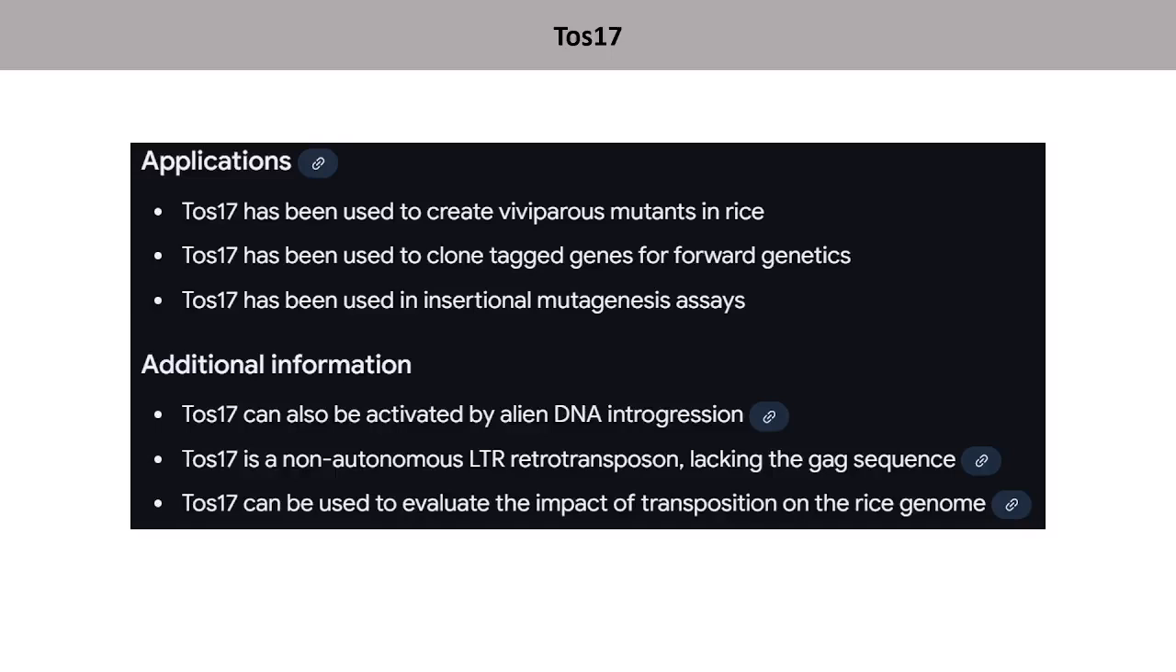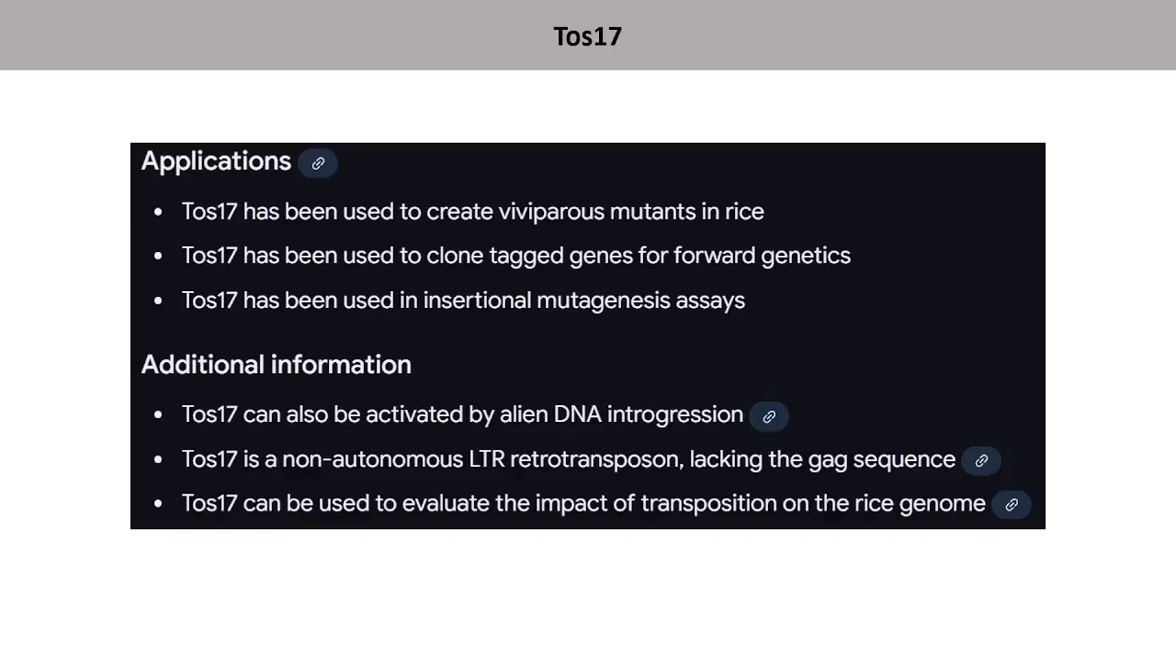It is a non-autonomous LTR retrotransposon. That means it will lack any kind of GAG sequence. Okay, and it can be used to evaluate the impact of transposition in the rice genome. Since there are very few retrotransposons that are usually active, making good use of TOS17 was very important in case of the rice genome, and TOS17 has done that work very well.